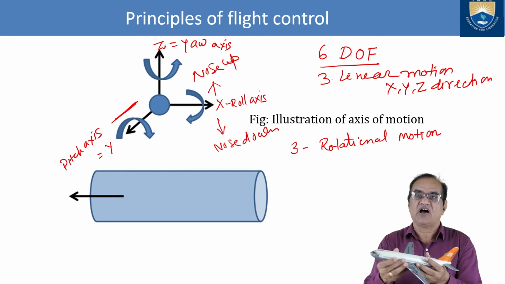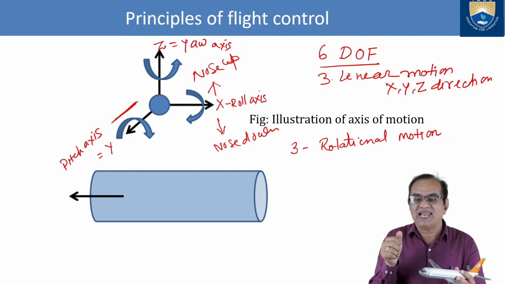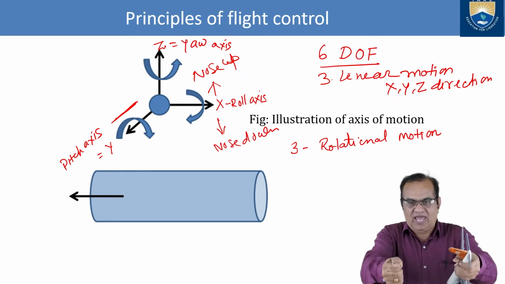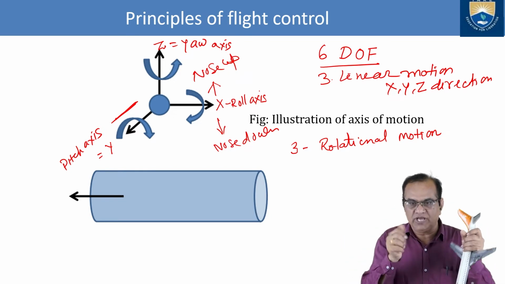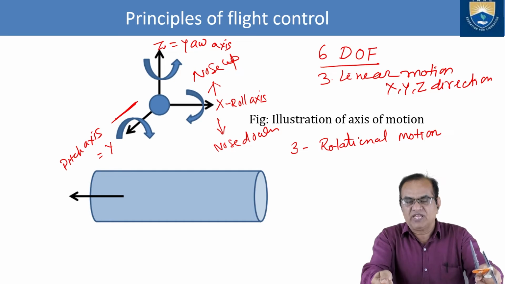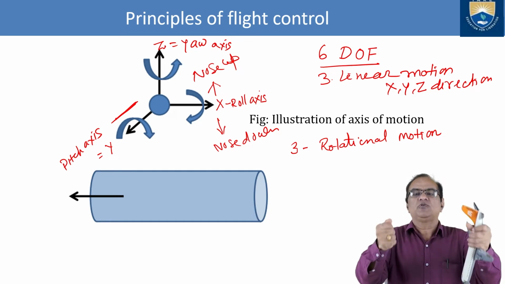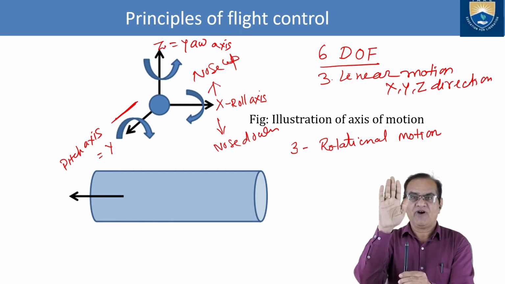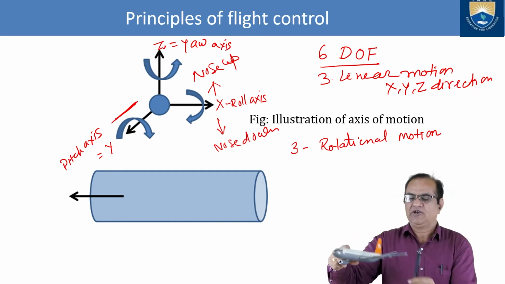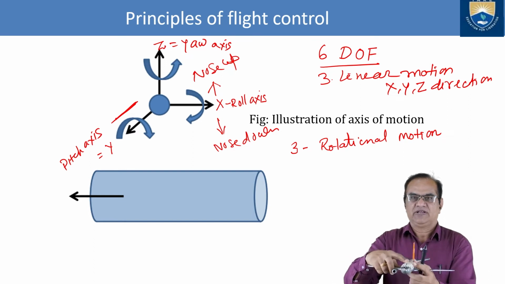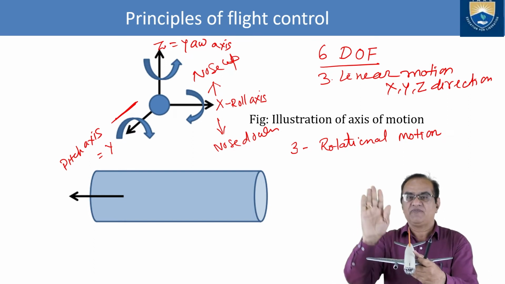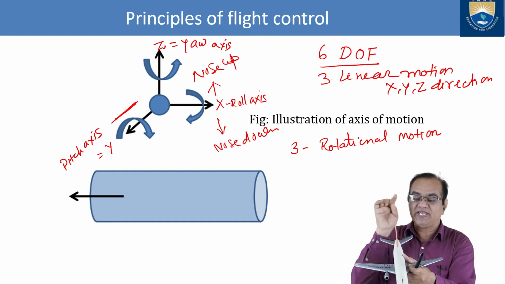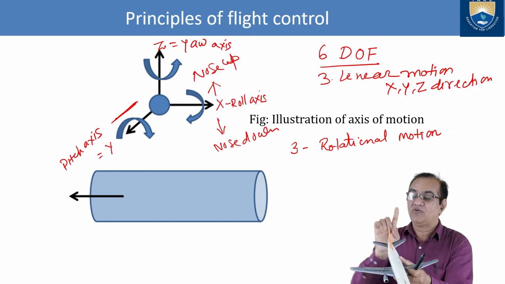This elevator is operated with the help of the pilot's stick. He can move it forward or back. If he wants nose down, he has to put the stick forward. If he wants nose up, he has to pull the stick back. So if I want to make the aircraft nose down, what will happen here? I need a force here which is acting upward.